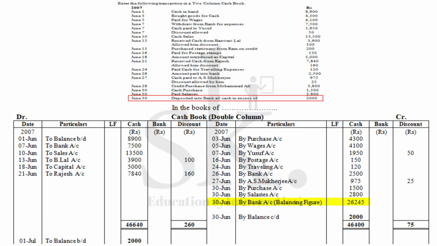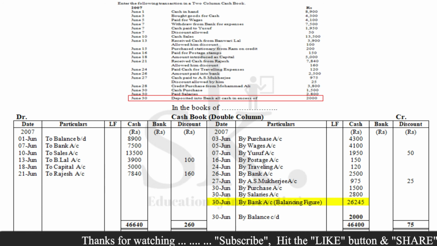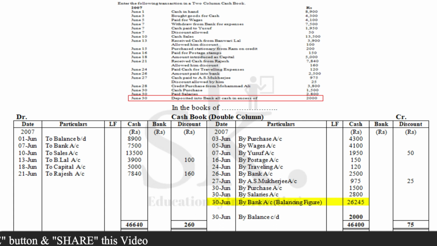So I hope you have understood the concept, how a minimum cash balance is required to be kept by the company and the rest of the amount is required to be transferred to the company's bank account. I hope the concept is clear.